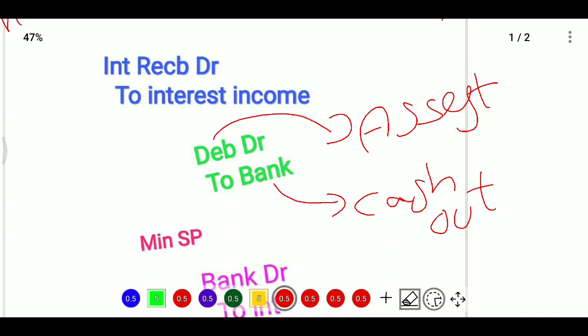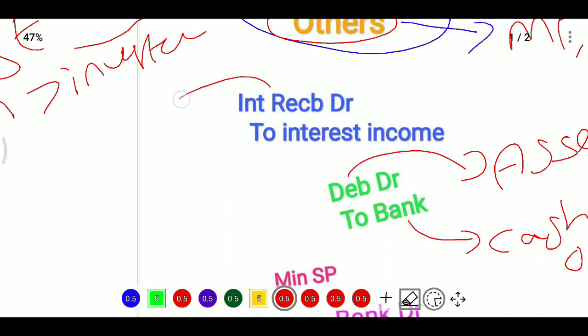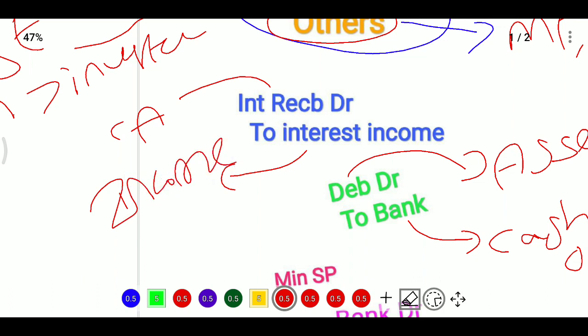Another entry you need to pass is for the interest accrued, whatever interest you will receive. So interest receivable account, debit to interest income. You must show that interest income also. Interest receivable account, debit to interest income, and investment in debentures account, debit to bank account. These are the entries you need to account for when you invest in debentures.